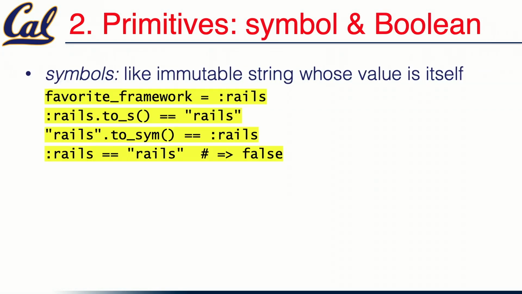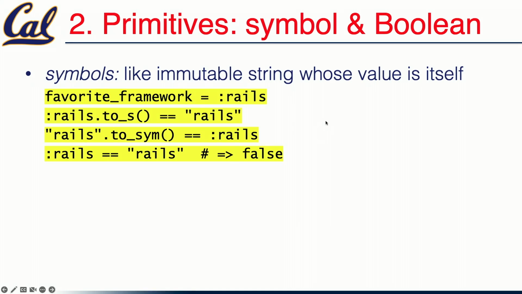Other primitives, symbols. Symbols are a Ruby thing. A symbol is kind of like an immutable string whose value is itself. And what that means is that if I decide to assign the symbol rails to some variable, there is exactly one instance of that symbol in the whole universe. I can't modify the symbol. I can't really do anything useful with it. I can sort of convert it into a string, and I can convert it back from a string.